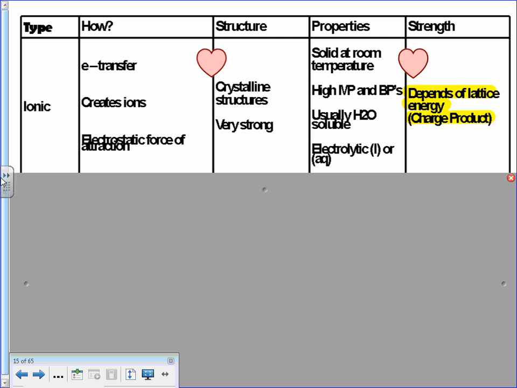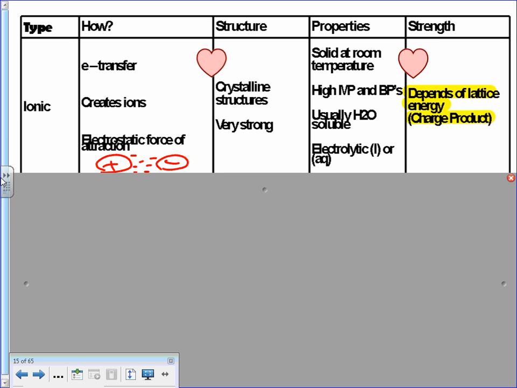Okay. So these are properties you already have in your foldable for ionic. Let's just look here. We know they transfer electrons to make the bonds happen. We know they make ions. That says electrostatic force. It's overlapping, but electrostatic force. Electrostatic just means opposites attract. So if you wanted to add something like that, the attractive force is in the middle, holding them together.